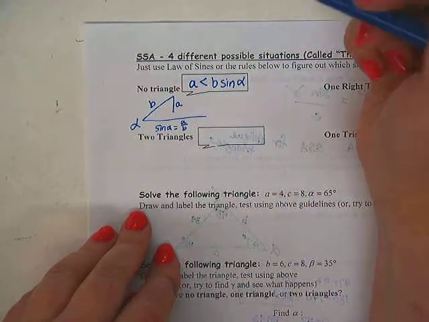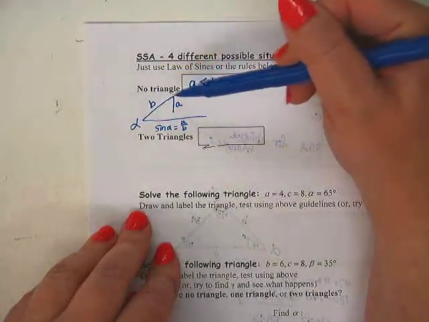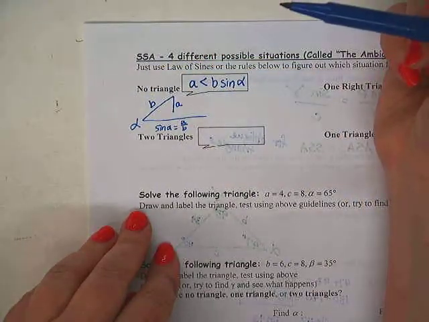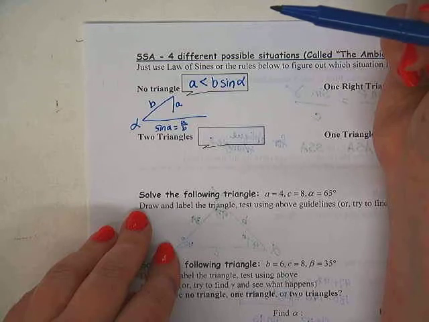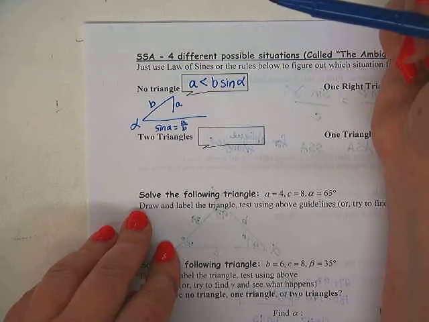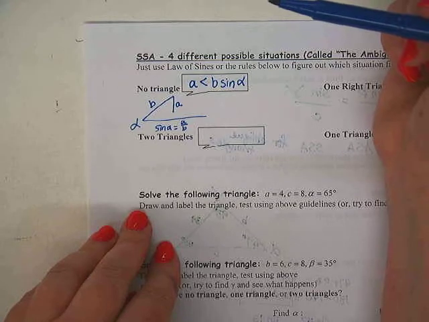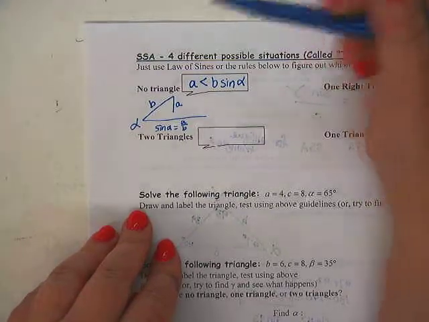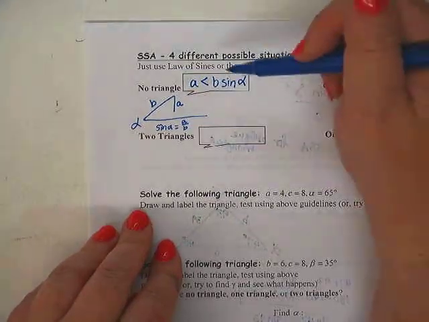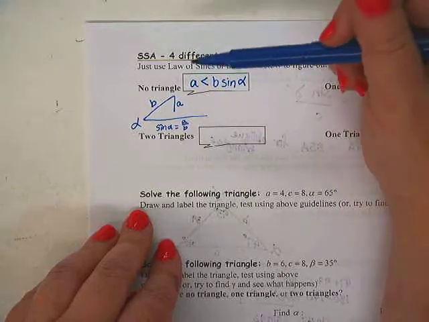Now here's the tricky part. Are the values you're going to get always going to be alpha, A, and B? No, they might be labeled other things. It might be gamma and C and B, or gamma and C and A, or beta and B and A, or beta and B and C. But it's always going to be a side and an angle.